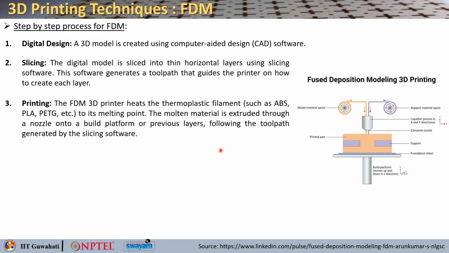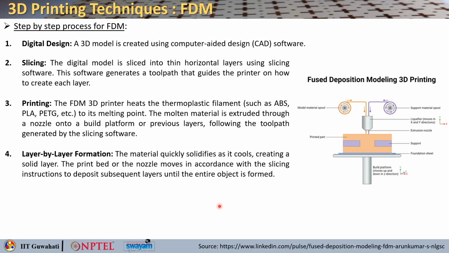So, what happens is that when you put these filaments, the molten material is basically extruded, as you can see here, through nozzles, okay, onto this build platform, or you can say on the previous layer, following the toolpath that is generated by the slicing software. Then you will have layer by layer formation. The material basically quickly solidifies as it cools down, okay, and it creates a solid layer.